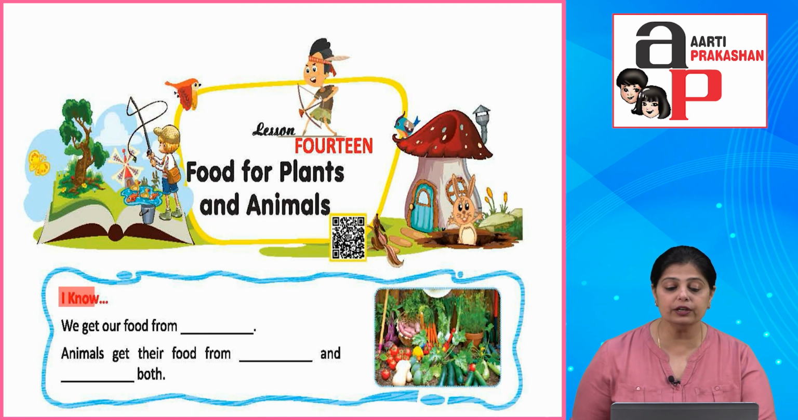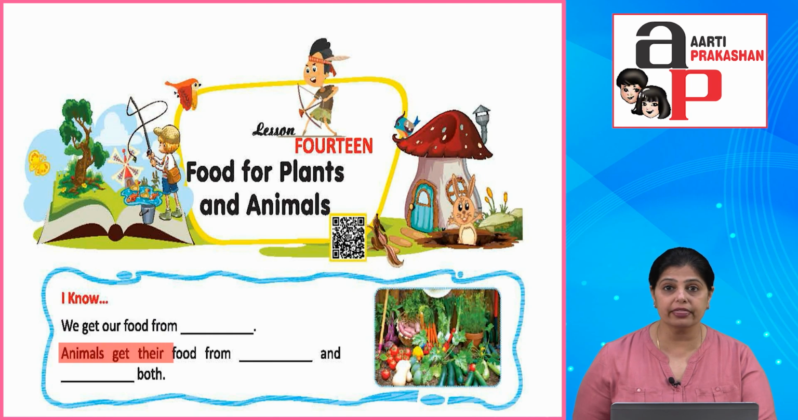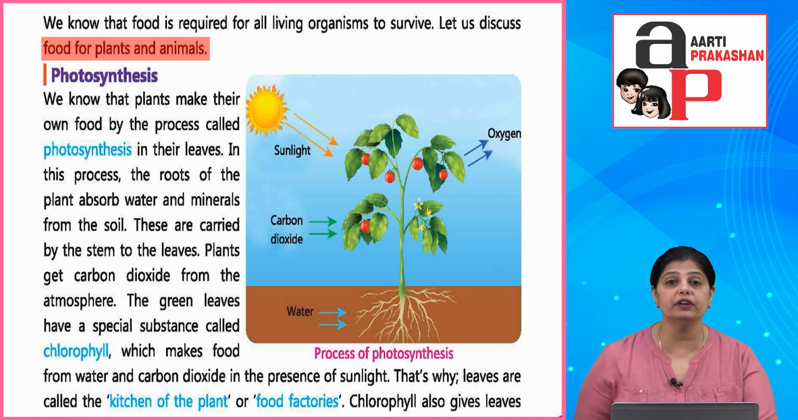Alright, so plants get their food from dash, and animals get their food from dash and dash both. Alright, so we all know that food is required for all living organisms to survive. Okay, let us discuss food for plants and animals. So every living organism needs food. Okay, so how is this food prepared in plants? Let's look at that first.